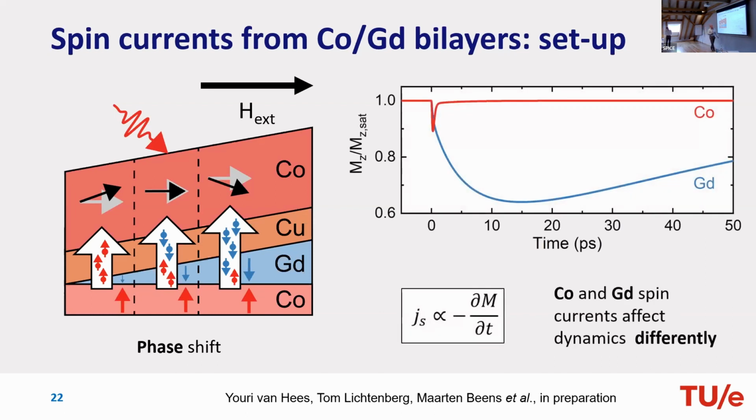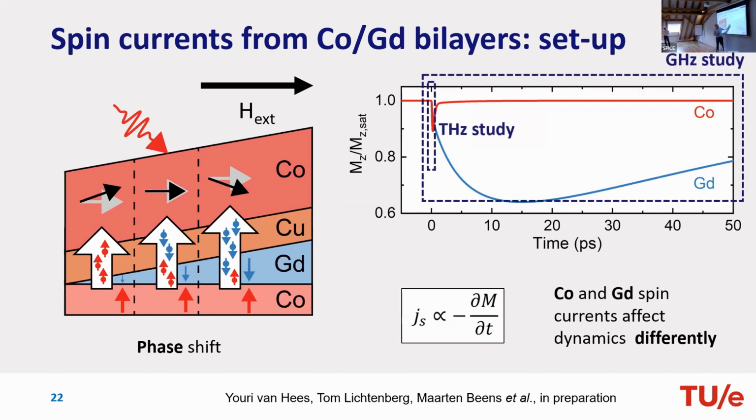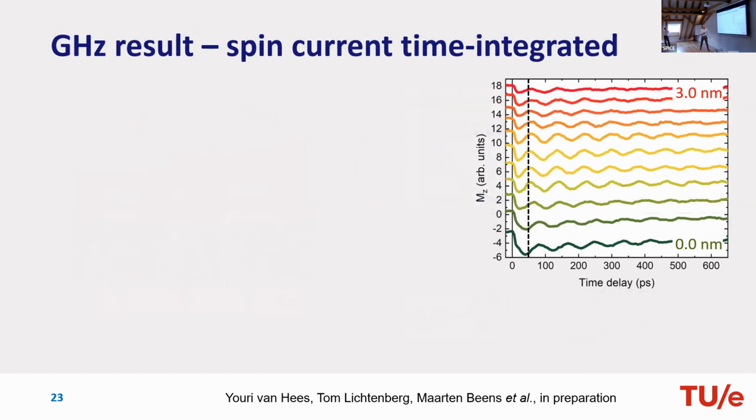So this is the slide that we showed before. We already showed that the spin current generated is proportional to the dM/dt. And this is the cobalt demagnetization. It's quick. The gadolinium is slow, terahertz, gigahertz. Same thing there. So these are the results.